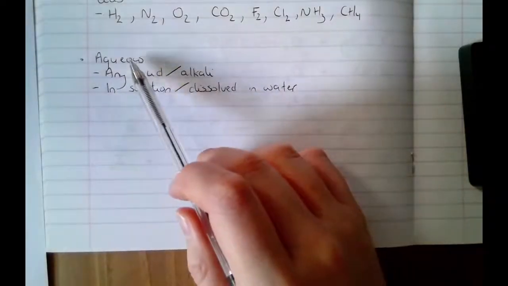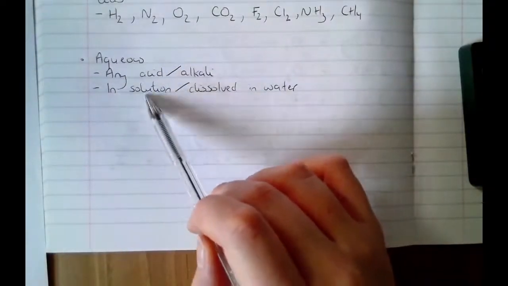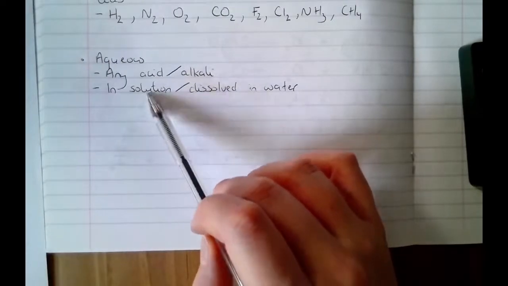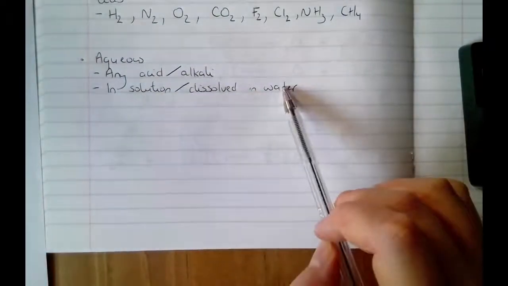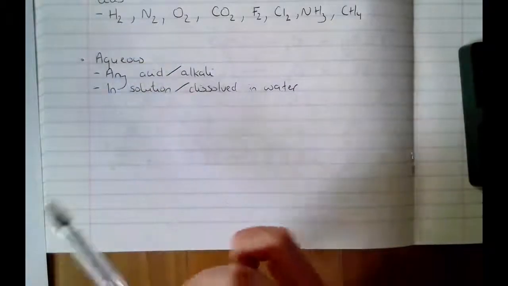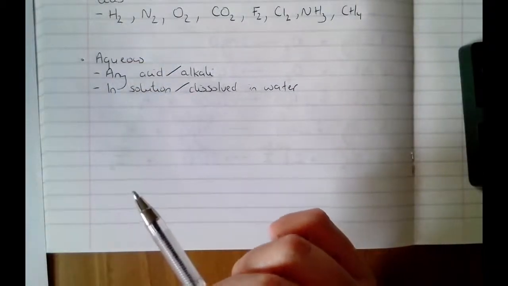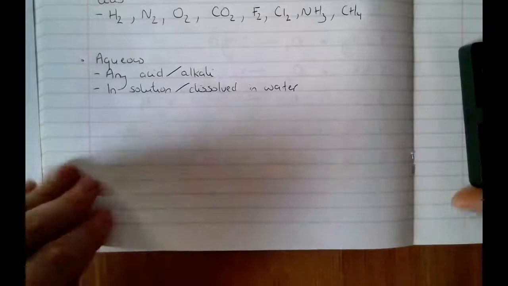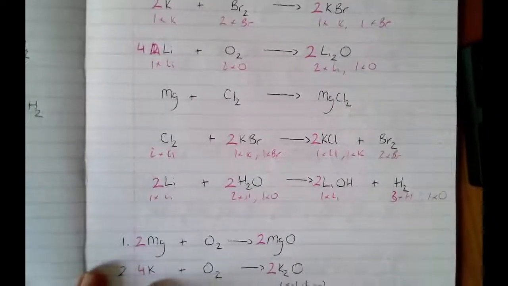The other words you should be looking out for, and they will tell you this in the question, if they say something is in solution, if they say something is dissolved in water, or if they actually say that it's aqueous, then you need to look out for those words in the question, because it will tell you that it is AQ. So if we go back to the equations that we wrote, we can add in some state symbols.